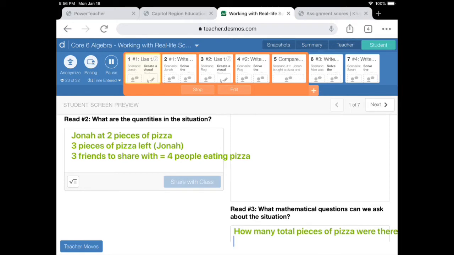We also might be able to say, specifically, we might want to also add this on the side here. How many pieces did Jonah get? Or did each friend get? That's another question we could ask. Right, so a couple of things we could ask specifically. All right, so let's look at the next slide.